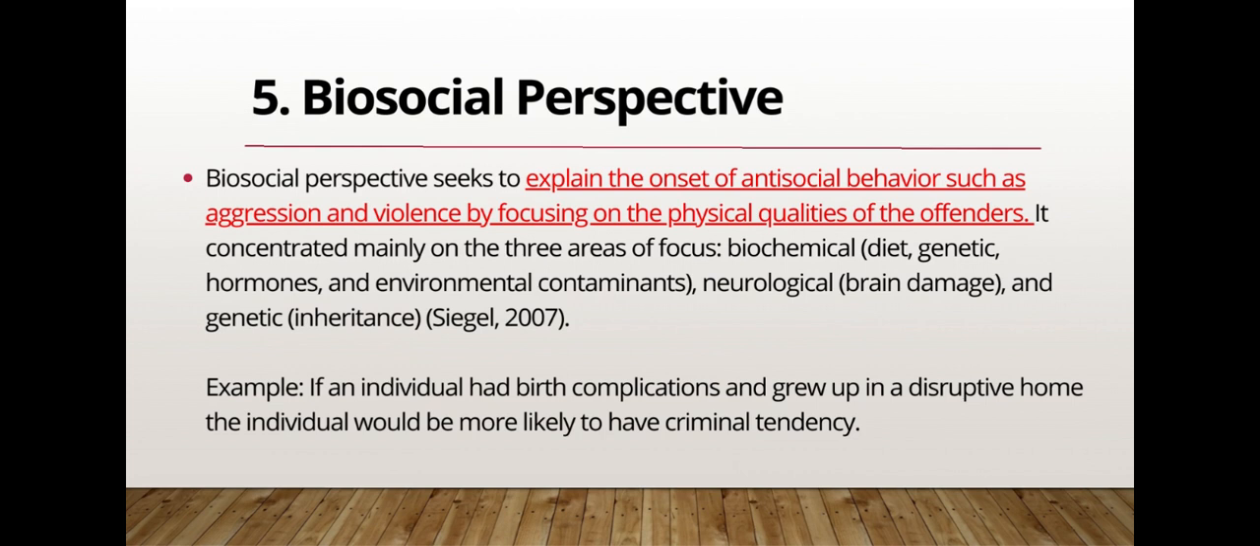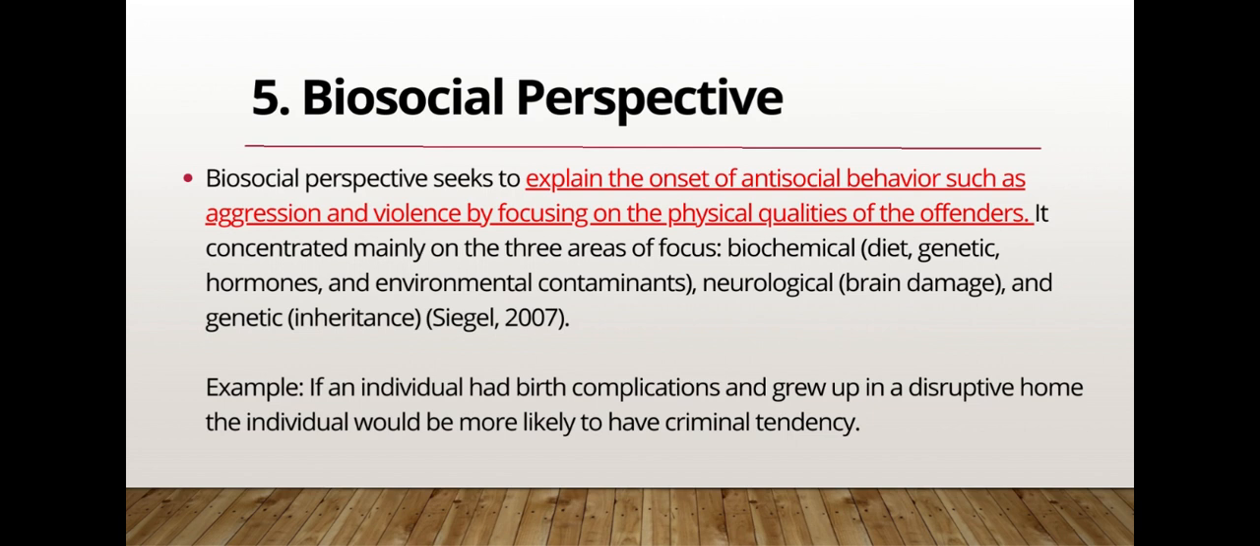Okay, our fifth perspective is biosocial. Explain the onset of antisocial behavior such as the aggressions and violence by focusing on the physical qualities of the offender. Example natin dito is, if an individual had birth complications and grew up in a disruptive home, the individual would be more likely to have criminal tendency. Bakit? Kasi dito sa biosocial perspective, pinagsama dito yung biological and sociological.